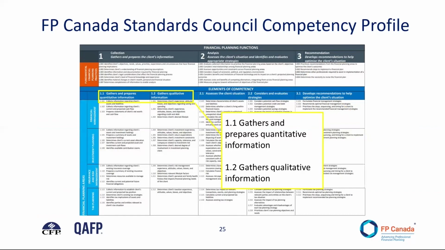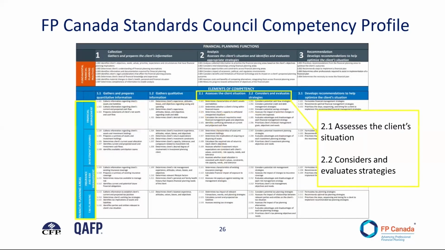You will notice on the matrix that collection activities are divided into two columns. The competencies assigned as quantitative information deal with the numbers, like asset values or income amounts. The competencies assigned as qualitative information deal with the softer facts, such as the client's investment objectives or attitudes about retirement.